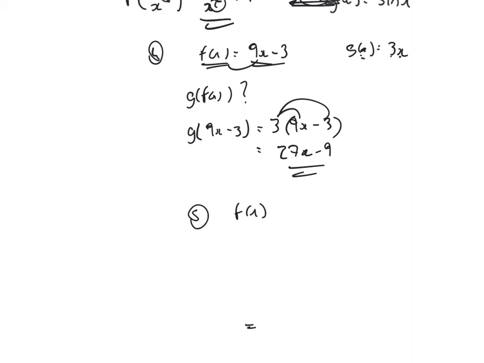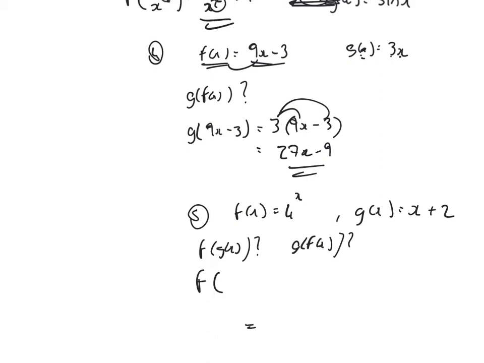Example 5. f of x equals 4 to the power x, and g of x is equal to x plus 2. We're going to find both f of g of x and g of f of x. f of g of x is f of, and g of x is x plus 2, so it's f of x plus 2. What's the f function? Whatever's in the bracket is 4 to the power of whatever is in the bracket.